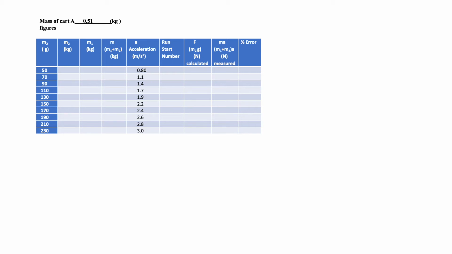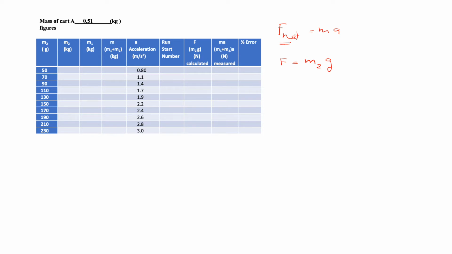Which is net force, mass times acceleration. If you read the handout or the lab carefully, we're going to derive two equations to calculate the net force. So the first one is m2 times g. m2 is the different masses we hang on the end of that string, and we vary the hanging mass: 50, 70, 90, all the way to 230 grams.